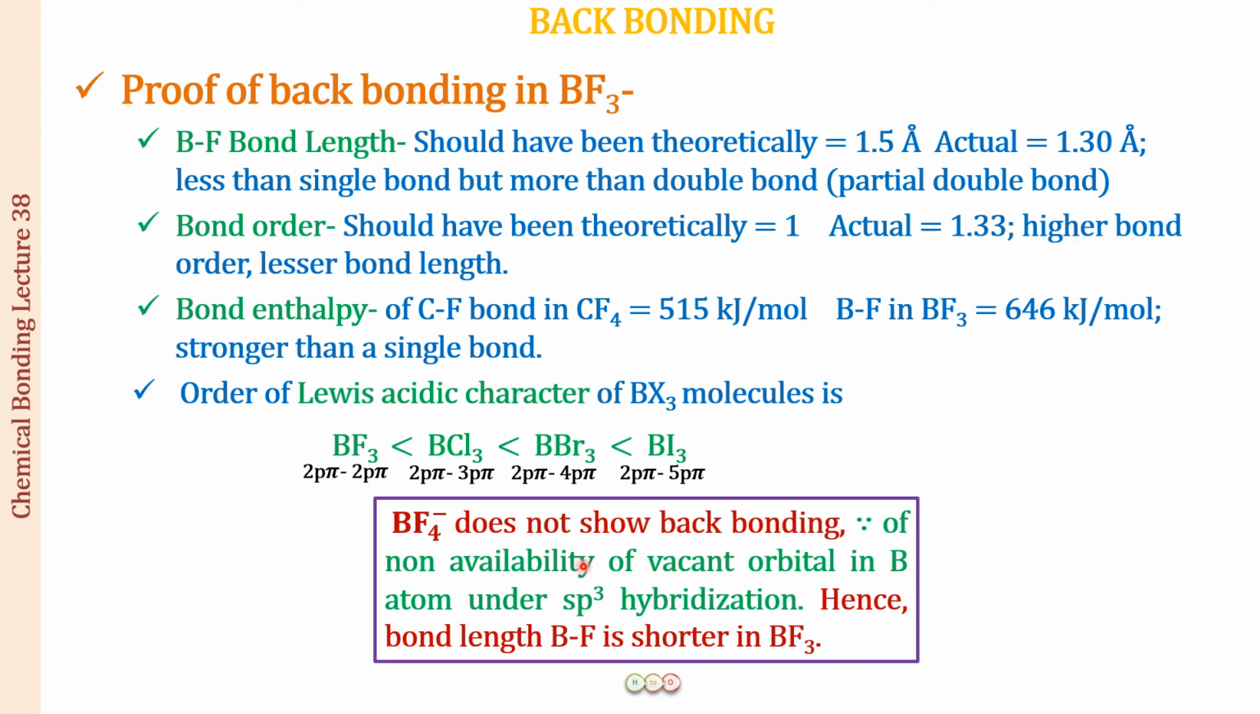There is also one more thing over here that you can understand, because now these will be all single bonds, and in the case of BF3 it's a partial double bond character. So the bond length for BF4 negative, the bond between boron and fluorine, is going to be longer than the B-F bond in the case of BF3. Okay, I hope this is clear.